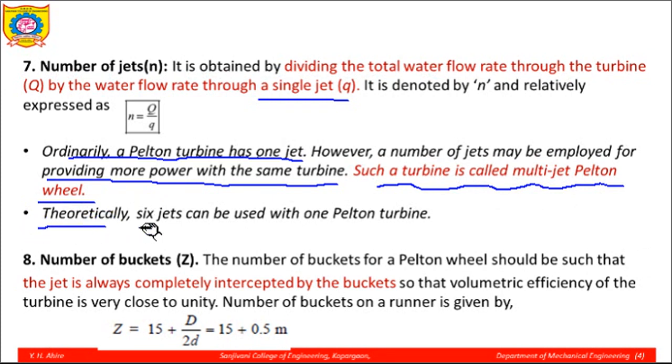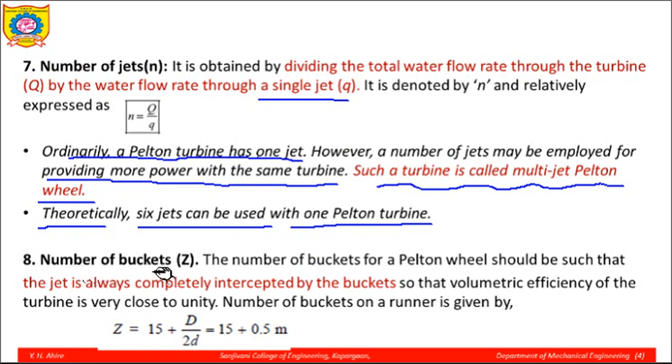Theoretically, 6 jets can be used at equidistance along the periphery of one Pelton turbine. This is theoretically possible, but in practice, normally a maximum of 4 jets are employed on a Pelton turbine installed with a vertical axis, and 2 jets are employed for a small capacity Pelton turbine with the horizontal position of axis.